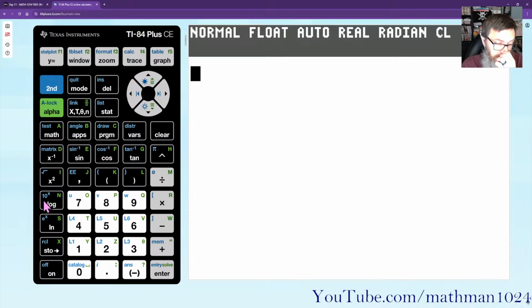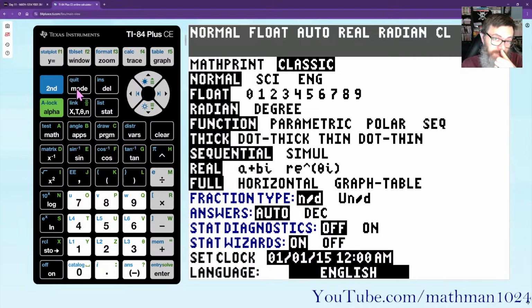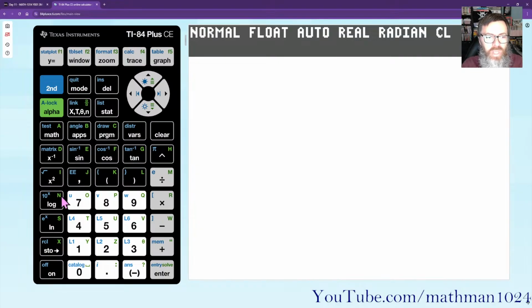Now let me see, what mode am I in? I'm in classic mode. Even if I'm not in classic mode, I'm in math print mode. If you press natural log, it does the L, N, and it opens up parentheses. If I do common log, it opens up parentheses as well. So always be sure that you know where your parentheses are, where they start, and where they end.